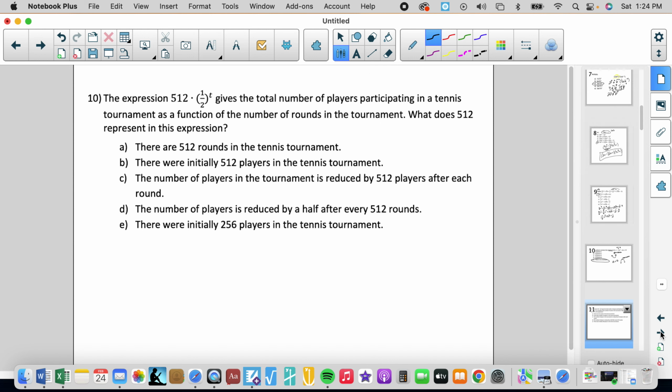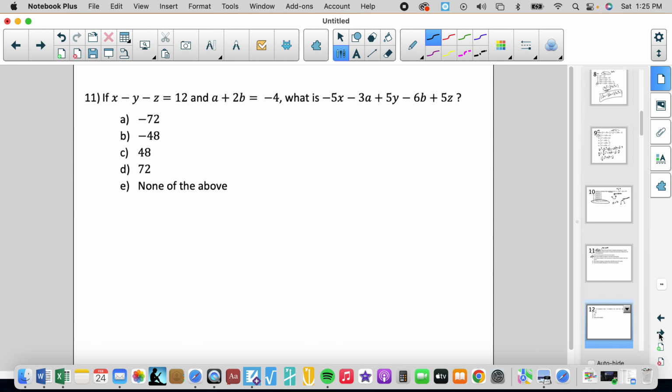For number 9, the expression 512 times 1/2 to the t gives the normal total number of players participating in a tennis tournament as a function of the number of rounds in the tournament. What does 512 represent in this expression? T is most likely going to be the number of rounds. And this is a decay or a growth. You think there's 512? No, there aren't 500. There were initially 512 players. Yes, this is going to be the number of players. That makes the most logical sense.